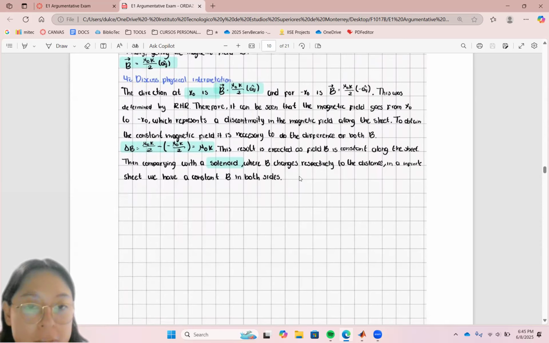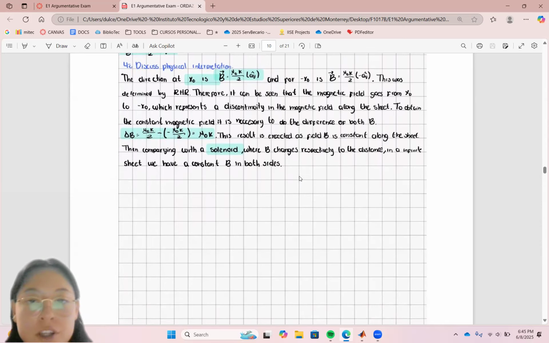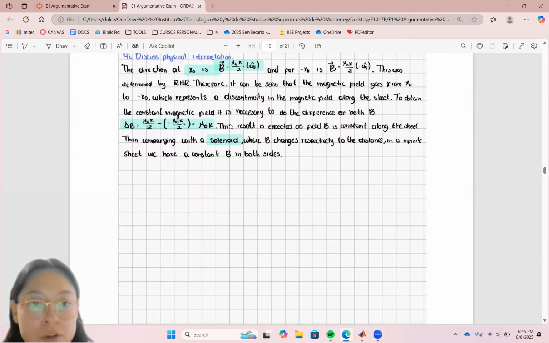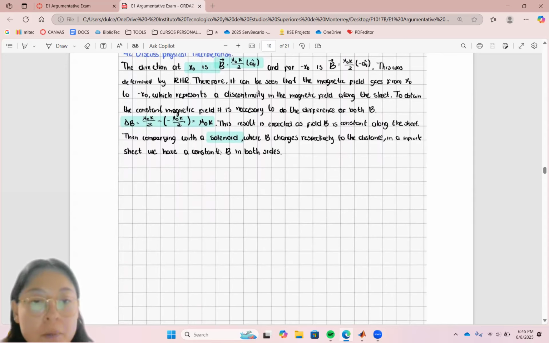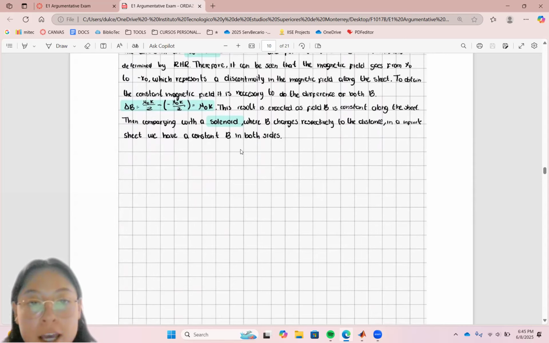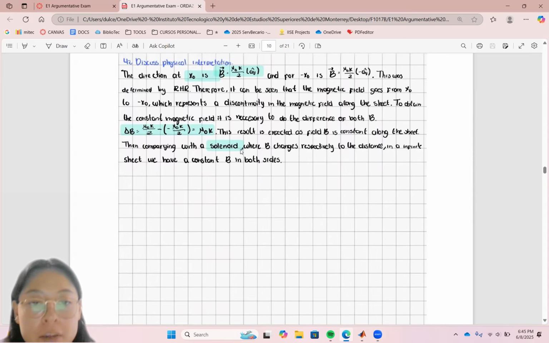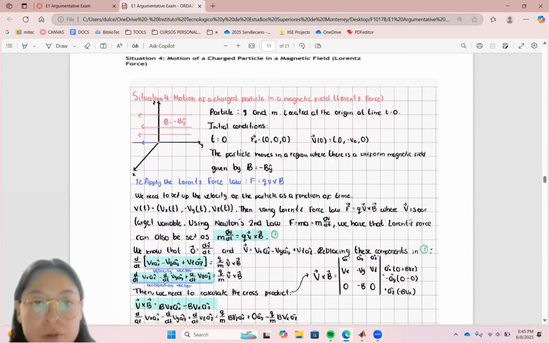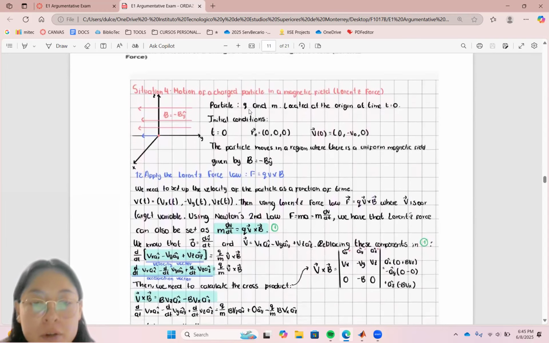To obtain the constant magnetic field, it is necessary to do the difference of both B, as we can see here. And this result is expected as the field B is constant along the sheet. Then comparing with a solenoid, where B changes with respect to the distance, in an infinite sheet we have a constant B on both sides. Then going to situation 4, where we have a particle with a charge and a mass, located at the origin at t equals 0.